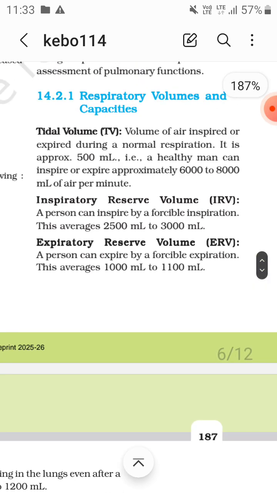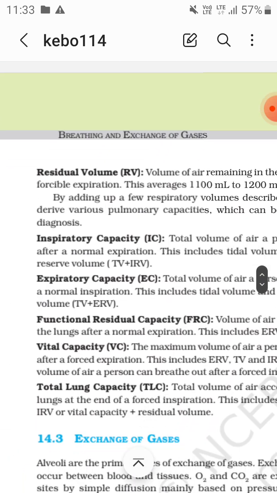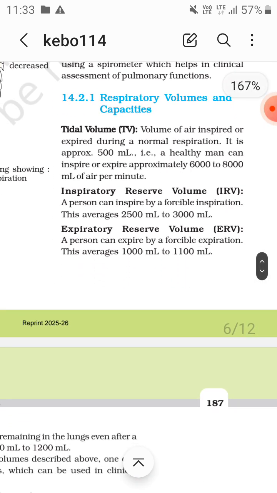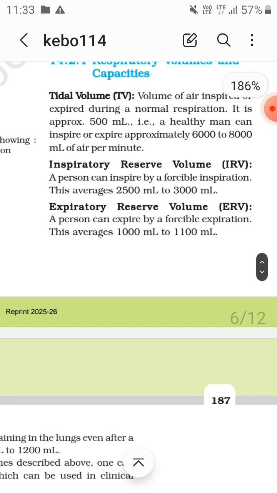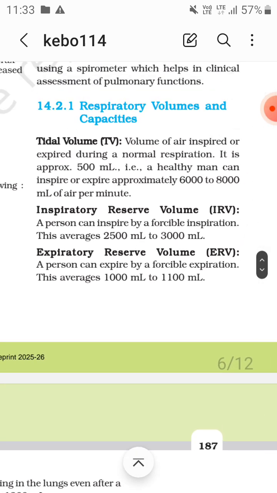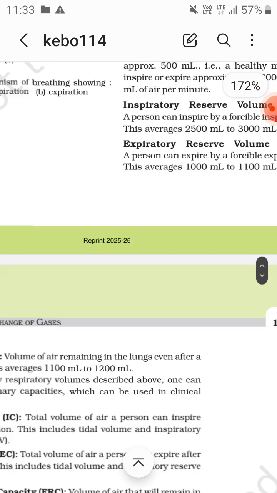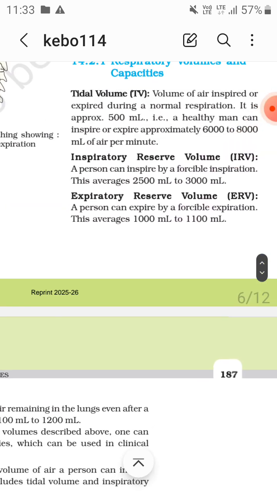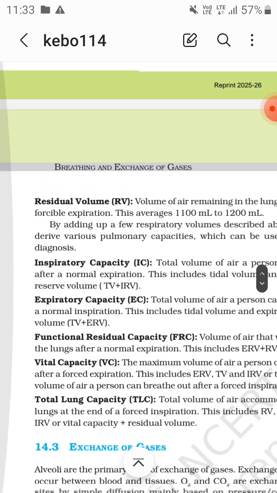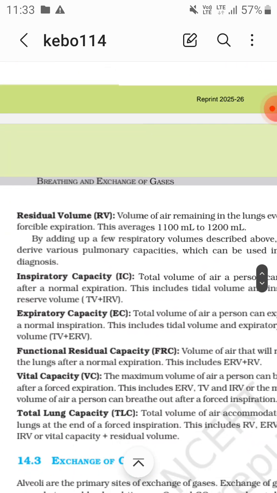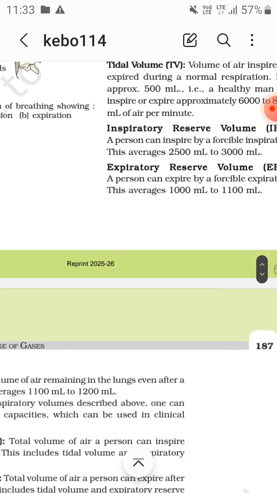Inspiratory reserve volume is more than expiratory reserve volume, at 2500 to 3000. Tidal volume is the lowest one. Expiratory reserve volume is lower than the inspiratory reserve volume and residual volume, that is 1000 to 1100, and 1100 to 1200 is residual volume.